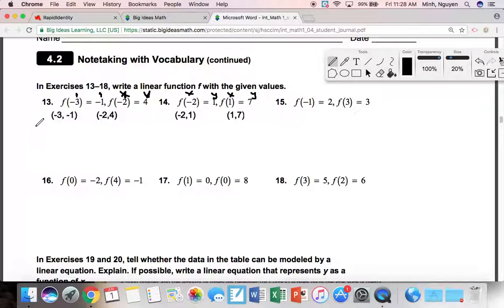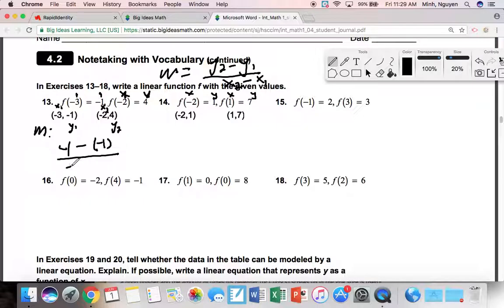So the first thing we need to do is find the slope. So this is x1, y1, x2, y2. And a reminder, the slope formula is y2 minus y1 over x2 minus x1. There's definitely a better place I could have written that. In any case, we have 4 is our y2 minus negative 1 over negative 2 minus negative 3.